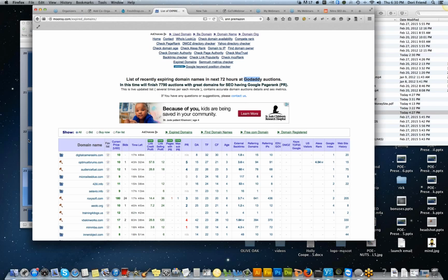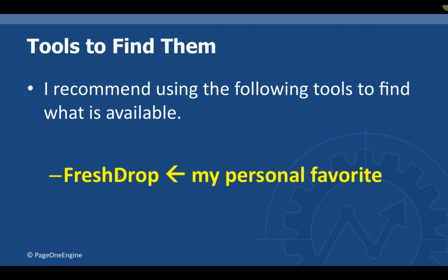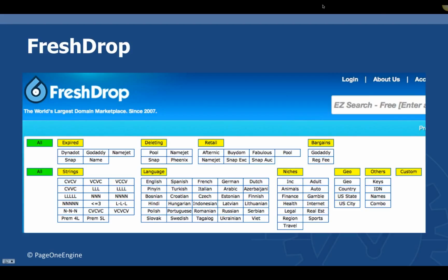FreshDrop does cost $19.95 a month. I can try to get an affiliate link and get a deal on that because I've been using it for so long. But until then, you can check out Moonsy and see what you can find using this. And perhaps I might be able to find somebody who uses this consistently to do a demo on it. I just don't, because that's not what I use and haven't been since 2007 when FreshDrop came about. So tools to find them: FreshDrop, and then Moonsy.